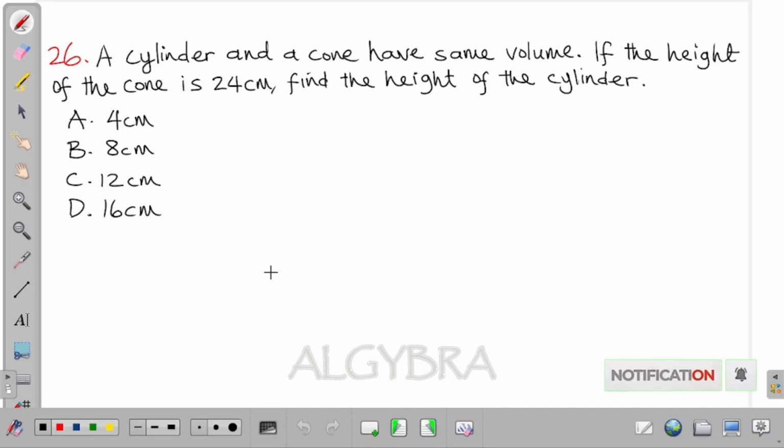Option A is 4 centimeter. Option B is 8 centimeter. Option C is 12 centimeter. And option D is 16 centimeter. Okay, so let's go into solving this particular problem.